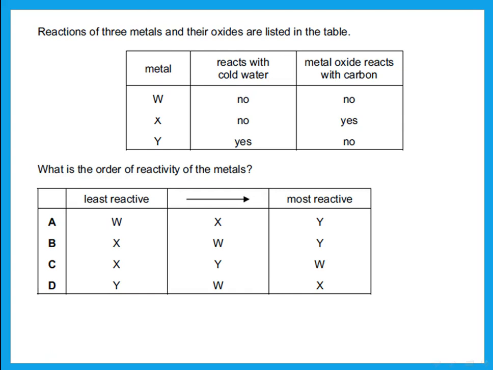Reactions of 3 metals and their oxides are listed. What is the order of reactivity? Now he's saying from least to most. So which of these is the least reactive? Okay, let us talk about this. Now he's talking about reacts with cold water. Which ones are supposed to react with cold water? The ones that react with cold water are potassium, sodium, calcium from the reactivity series. Anything below that up to hydrogen will react only with steam. So when he says that Y reacts with cold water, that means that Y is way up there.